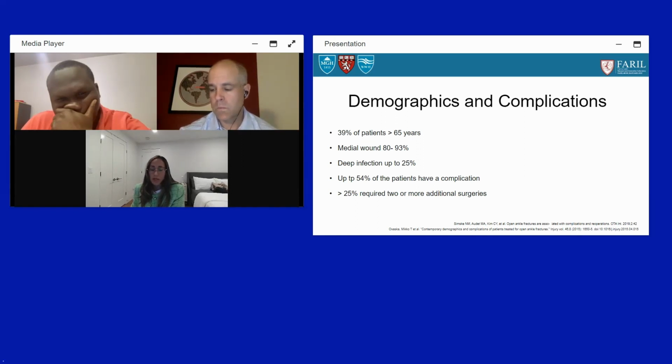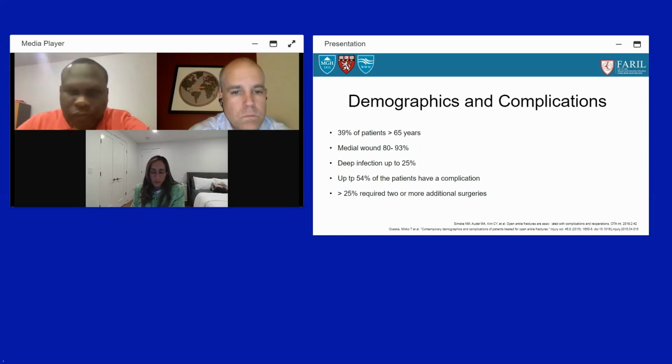So even though we think that ankle fractures are a little bit easier or less related to high impact in terms of disability, we can see here that they can create significant chronic pain and even very difficult complications in the long term. Up to 54% of the patients have a complication, and at least a quarter of the patients require more than 2 surgeries after their index surgery.